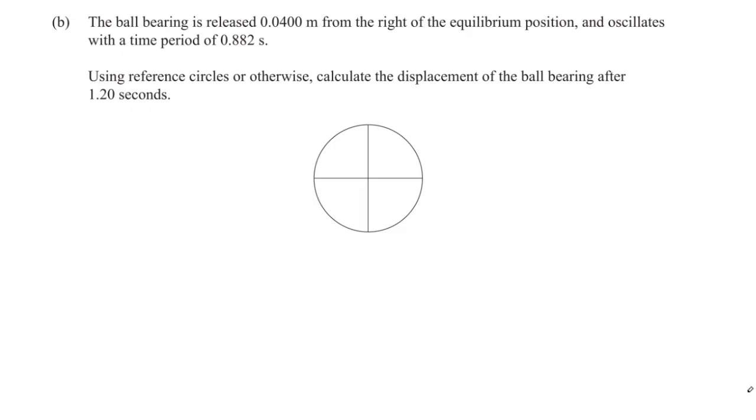So the ball bearing is released. It says: using reference circles or otherwise, calculate the displacement of the ball bearing after 1.20 seconds. How do we use reference circles? Honestly, we're going to turn this into a dog, because it's been a long day of physics and we're all tired. Calculate the displacement of the ball bearing after 1.20 seconds. How about no? Anyway.